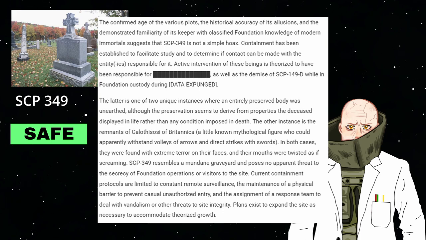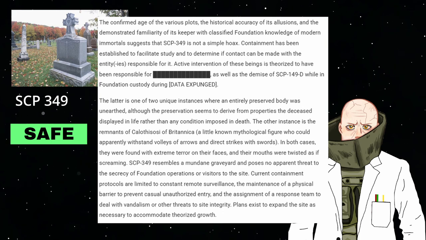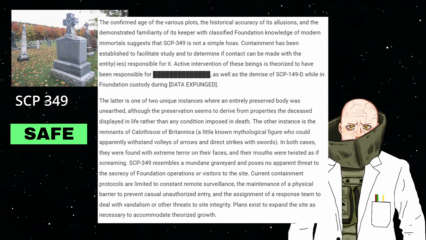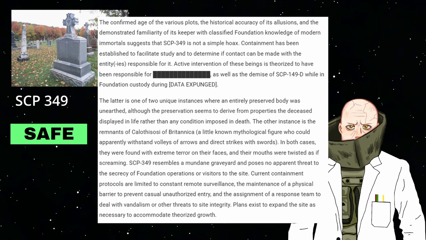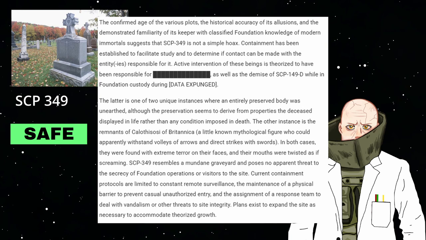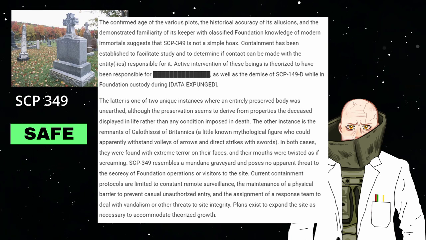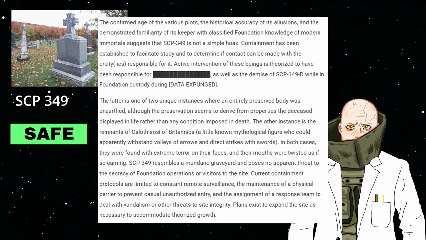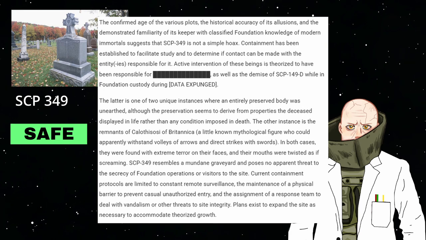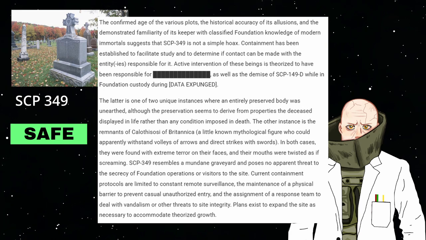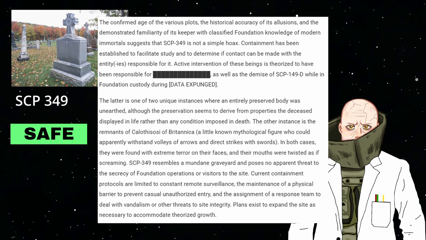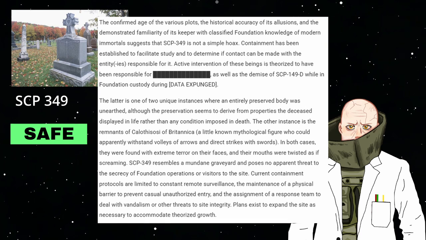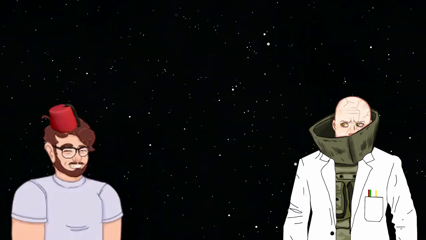In both cases, they were found with extreme terror on their faces, and their mouths were twisted as if screaming. 349 resembles a mundane graveyard and poses no apparent threat to the secrecy of Foundation operations or visitors to the site. Current containment protocols are limited to constant remote surveillance, the maintenance of a physical barrier to prevent casual unauthorized entry, and the assignment of a response team to deal with vandalism or other threats to site integrity. Plans exist to expand the site as necessary to accommodate theorized growth.